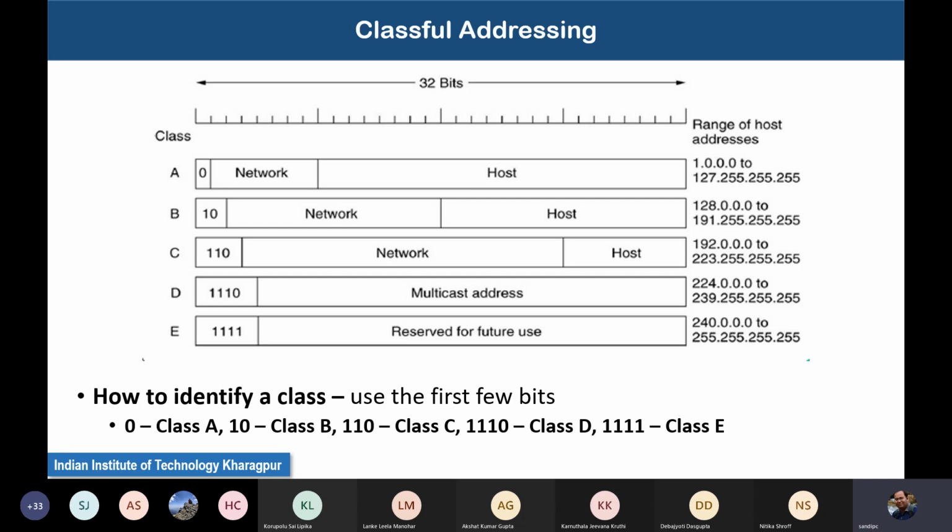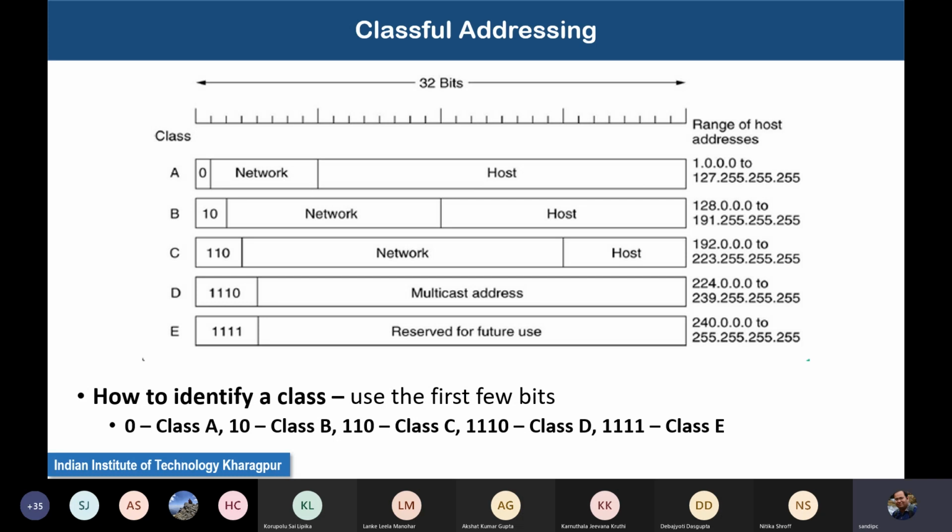The entire address space was divided into 5 different classes, and out of that, 3 classes, class A, class B, and class C, were primarily meant to be assigned to hosts. These 3 classes were designed in such a way that in class A, you have 8 bits of network address space and 24 bits of host address space. That way you can support a large number of hosts within a network.